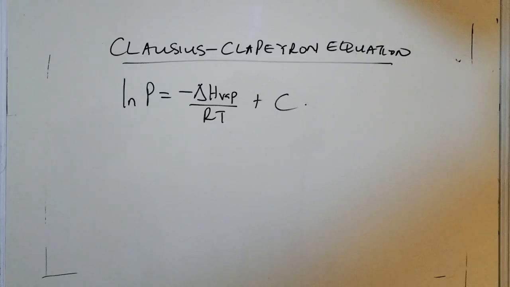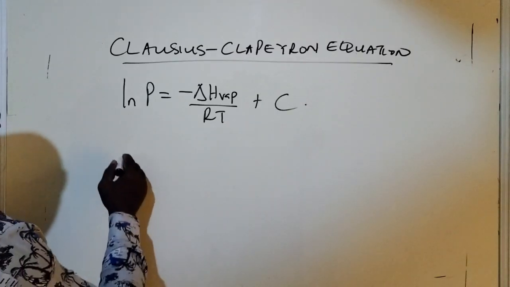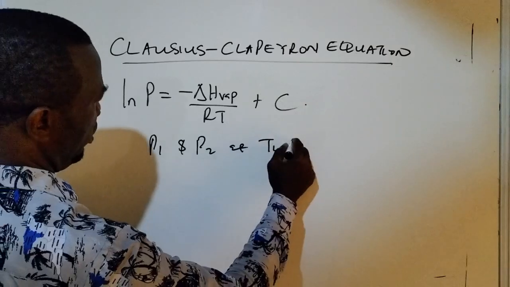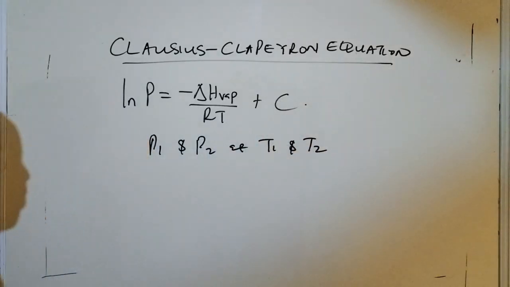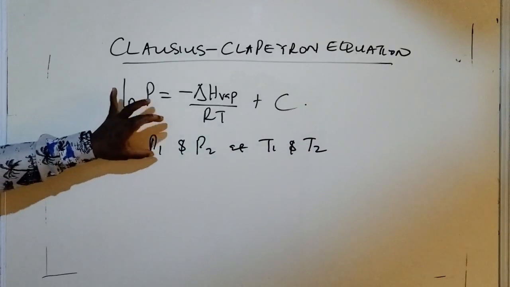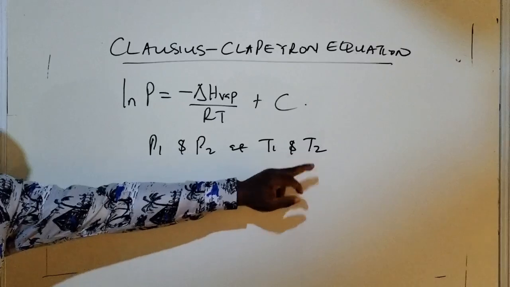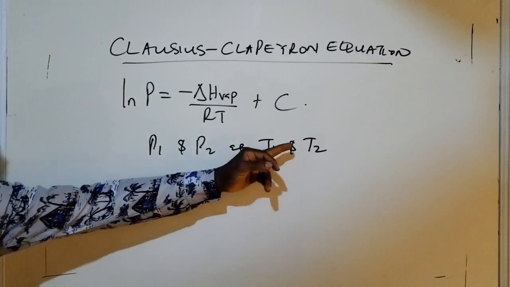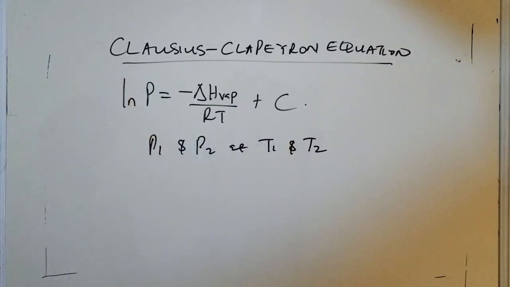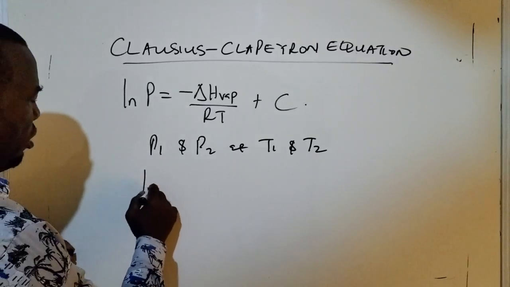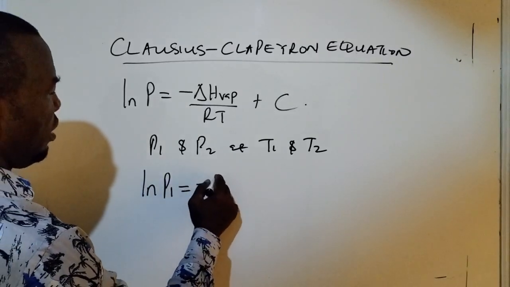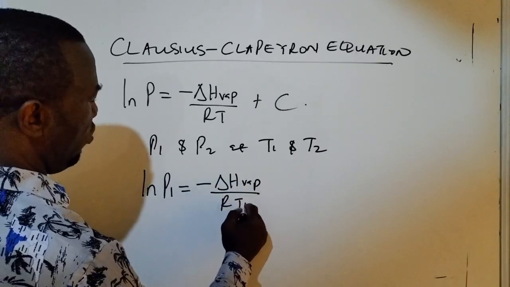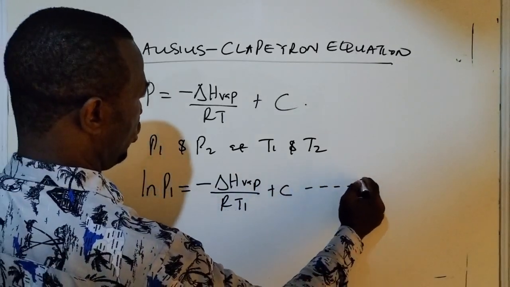So let's consider a substance in vapor state having pressures P1 and P2 at temperatures T1 and T2 respectively. With this, we can write for the first condition: natural log of P1 equals negative delta H vap all over R T1 plus C. We call this equation 1.